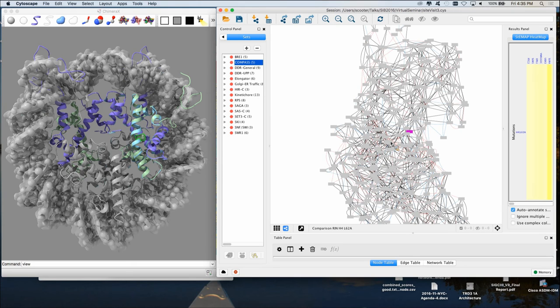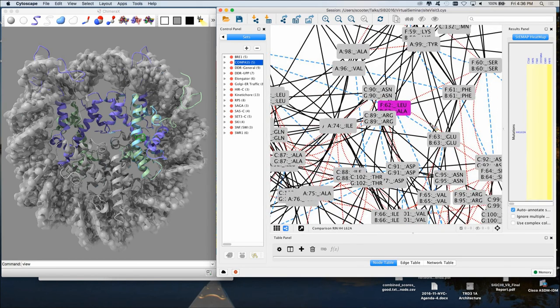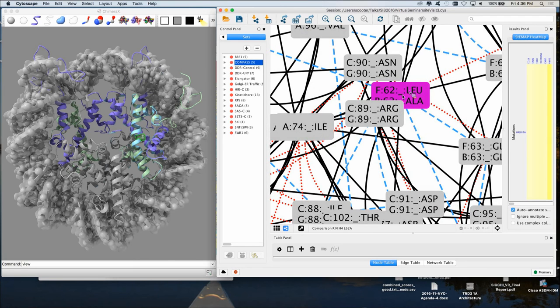Pretty simple. I can just do a sequence alignment to figure out where the residues are, right? I already know where the structures are. I can get that from my superposition in ChimeraX. And now I can compare them. So the purple one is the mutation. You can see right there. We've gone from leucine to an alanine.